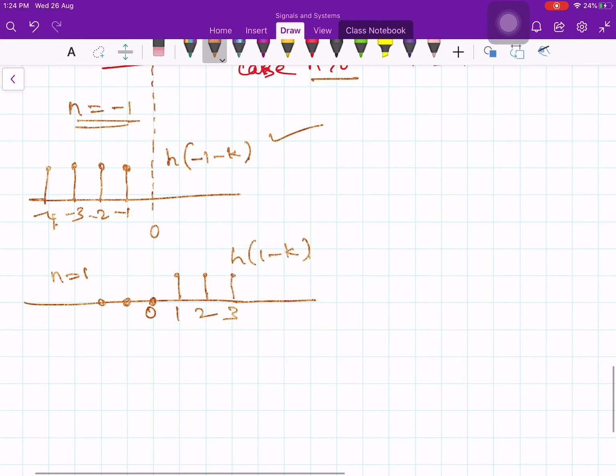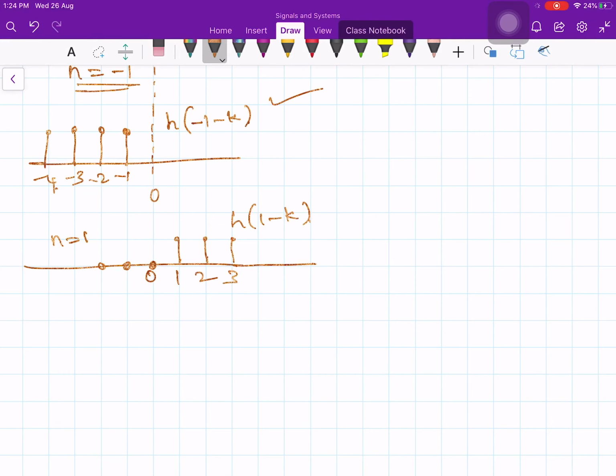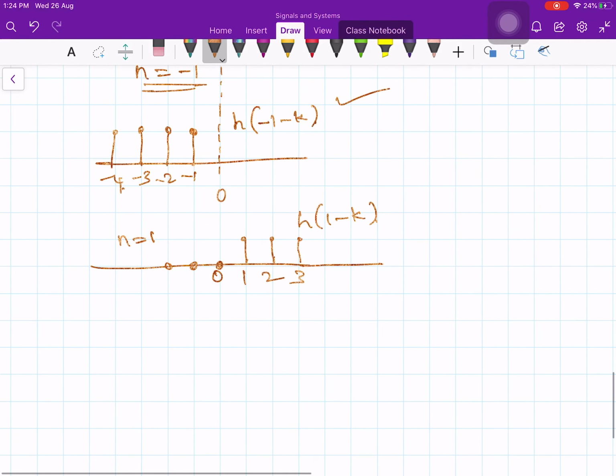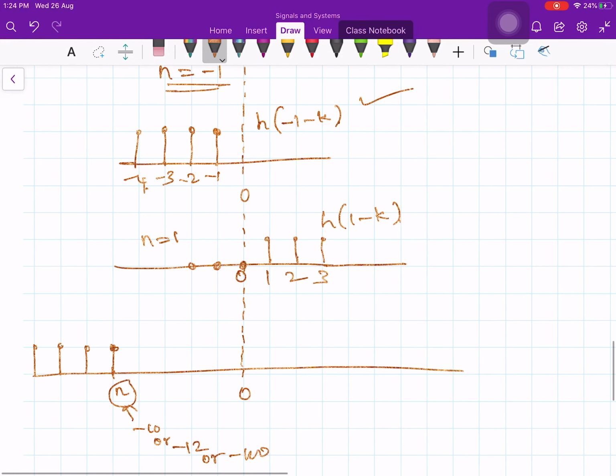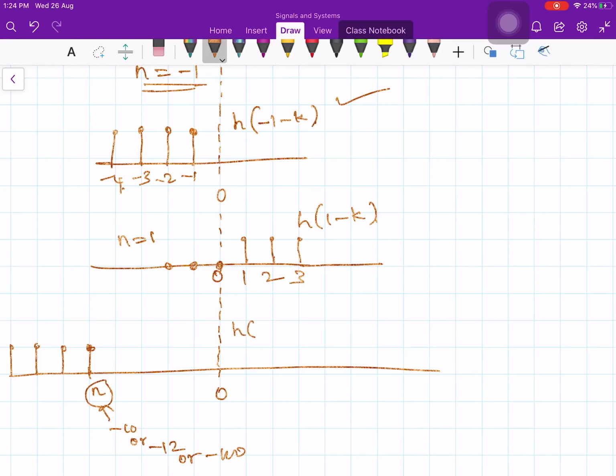Suppose I take some arbitrary value, I don't know what that value is. This is the 0 point. Now let me choose randomly some n value here. Okay, so this n can be like say minus 10 or minus 12 or minus 100 or whatever it is. Let me say some general value n. Then it starts from here and it goes to the left like this. So this is your h of n minus k, where n is less than 0, that is n is negative.